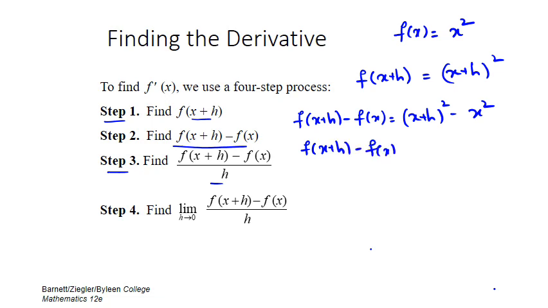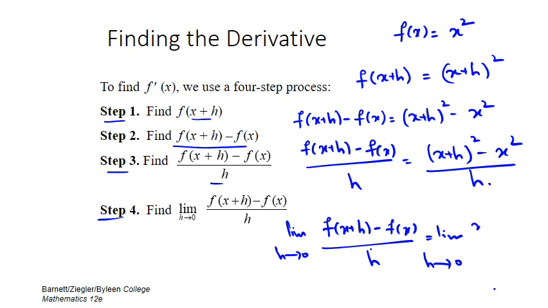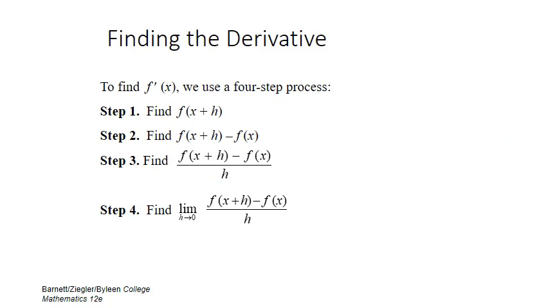So we take their quotient with h, and it becomes like this. Fourth step, we apply the limit h goes to 0 of f of x plus h minus f of x over h. If I open the square, it becomes like this. This x square will cancel out with this x square, and when you substitute the limit, you will get 2x. So that is the derivative of the function.